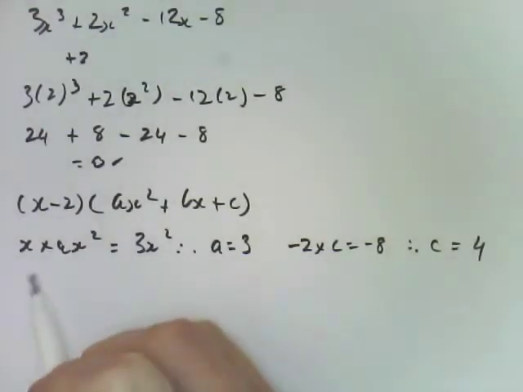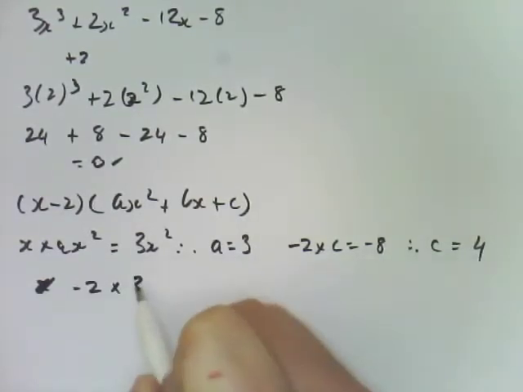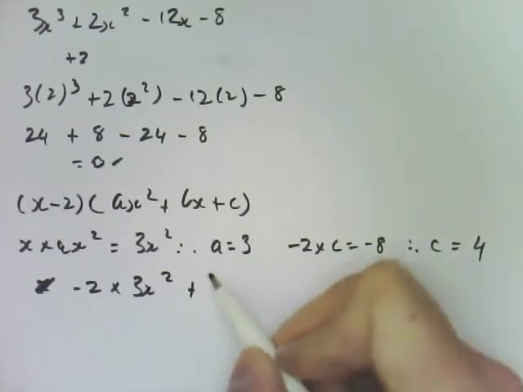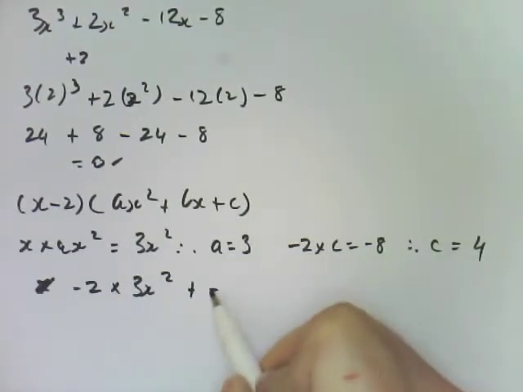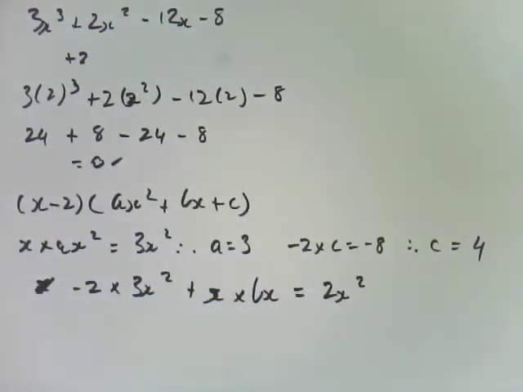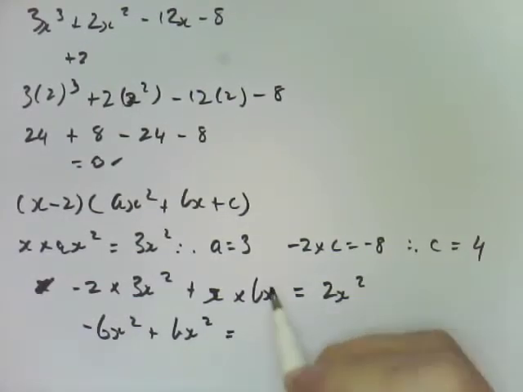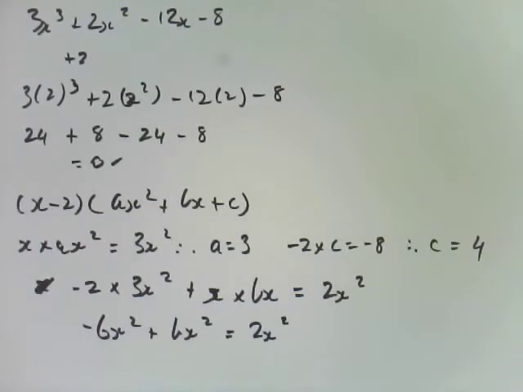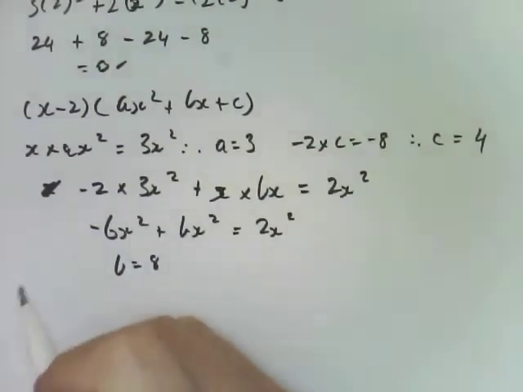Now we're chasing b. So, minus 2 times 3x squared, so x times bx must equal 2x squared. Okay, we pull that from there, just a reminder. So negative 6x squared plus bx squared equals 2x squared. So what is it? What's b equal? b's equal 8, well done. So b equals 8.